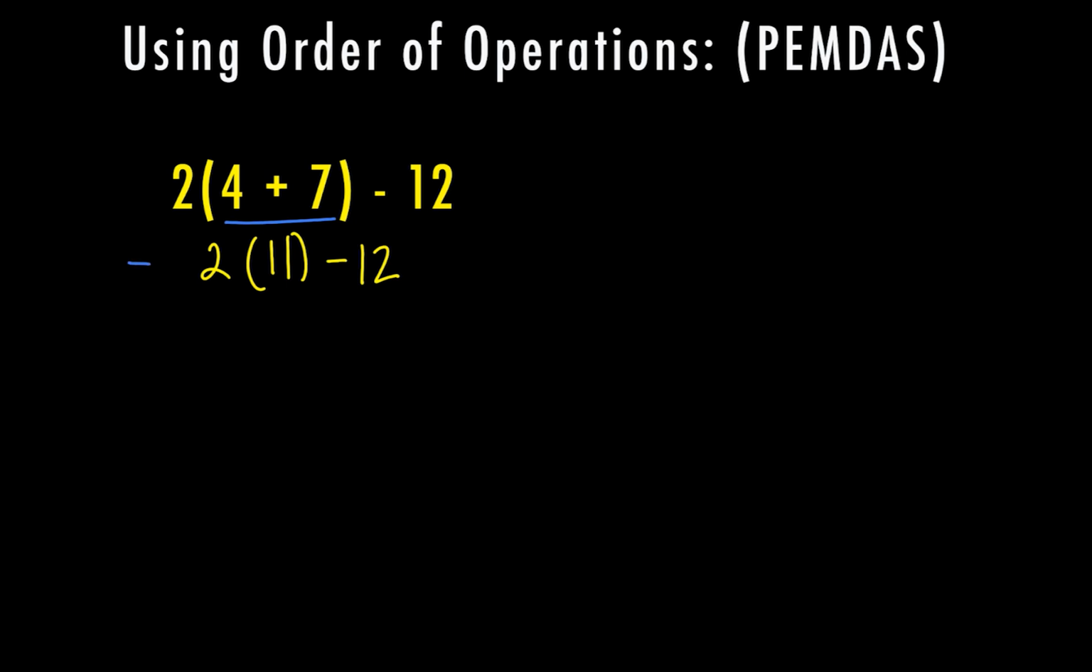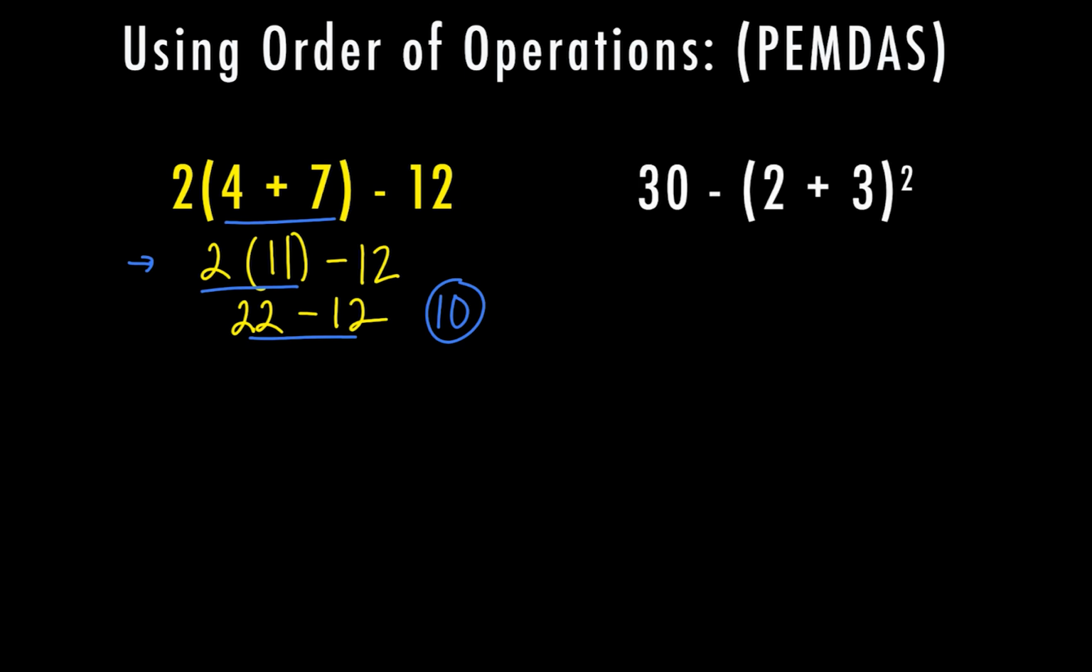Again, I'm always going to work left to right, and I do have multiplication. So 2 times 11 is 22 minus 12. So now my last step is add or subtract, and I only have subtraction left. 22 minus 12 equals 10. So my answer to this one is 10. Let's try another one, number 2.